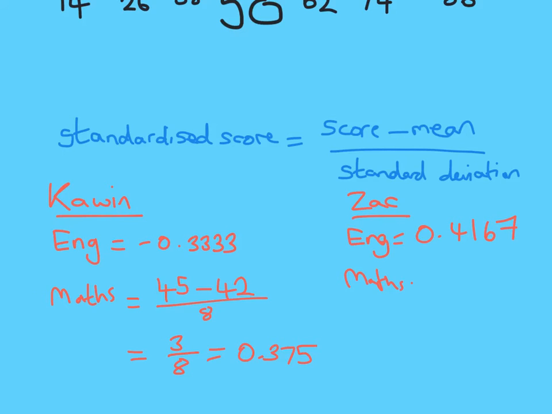And Zach's maths score was 42. Well, we already know that was exactly on the mean, so if you say how many standard deviations above or below the mean, well, none. Well, let's just check. That's his score, 42, take away the mean, 42, divided by 8, will be 0 divided by 8, which is just 0.